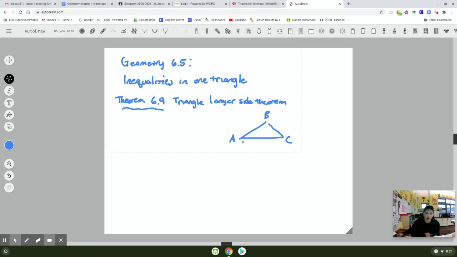For example, here's my triangle ABC. Let's just say AB is 6 units in length, BC is 4 units in length. Then since AB is longer than side BC, the angle opposite side AB, so in this case angle C, the measure of angle C, has to be greater than the angle opposite the shorter side. So the measure of angle C is greater than the measure of angle A. That's what the triangle longer side theorem states.